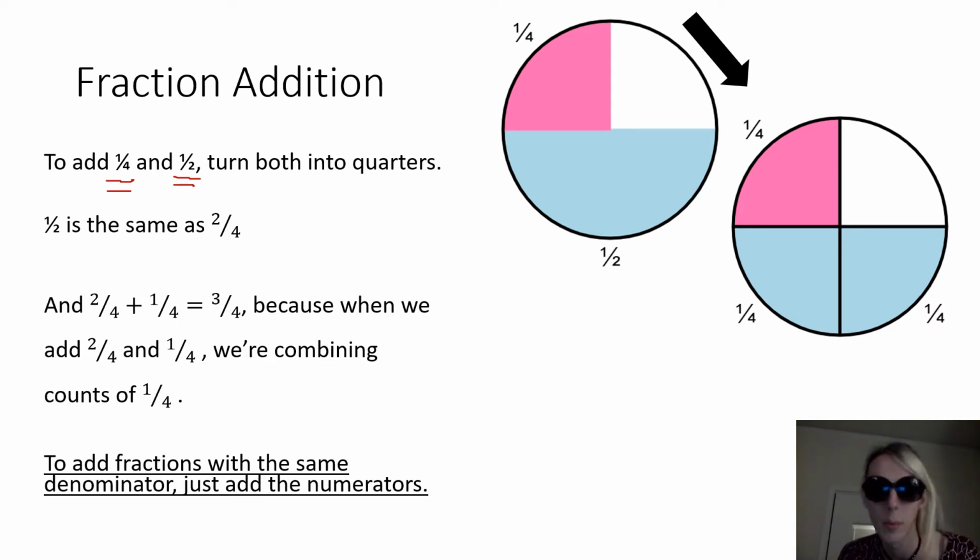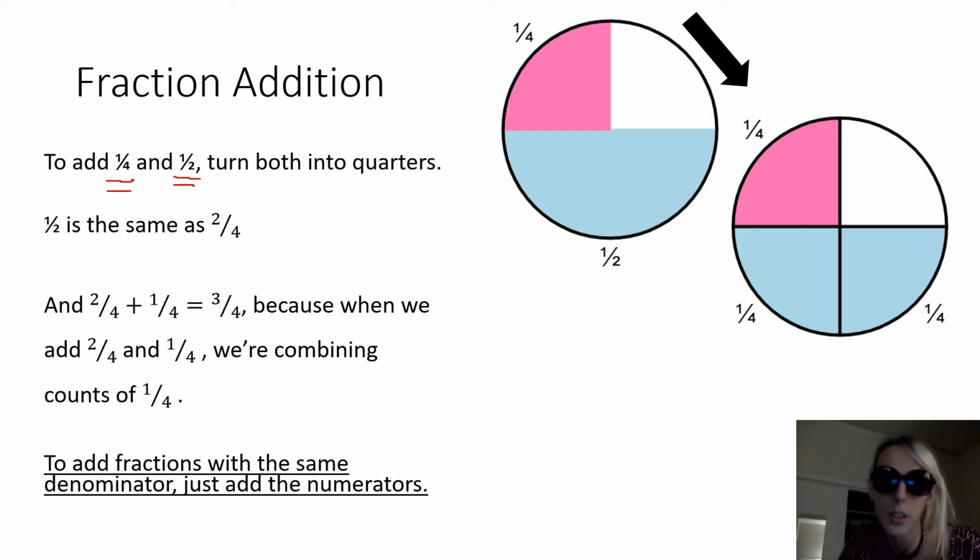So for example, a half and a quarter, the denominators are 2 and 4. Our previous recipe for changing into equivalent fractions with the same denominator would have turned both of these fractions into eighths, because 8 is a common multiple of 4 and 2. But we can also just turn them both into quarters, because 4 is a common multiple of 2 and 4. In fact, 4 is the least common multiple of 2 and 4.